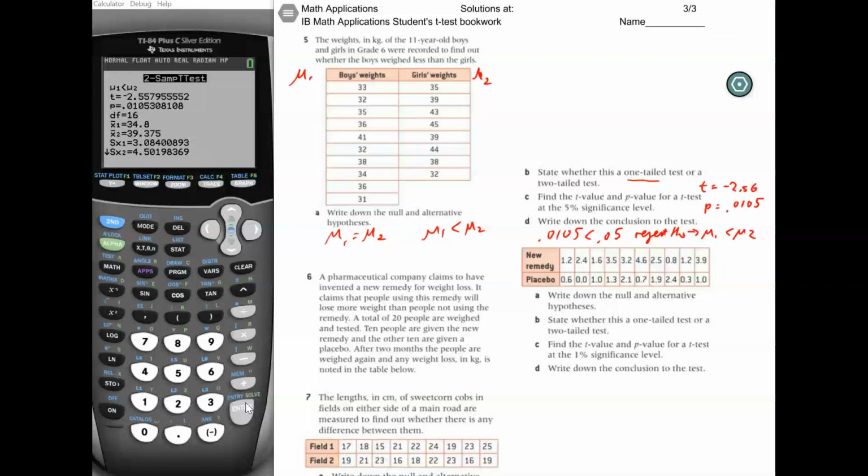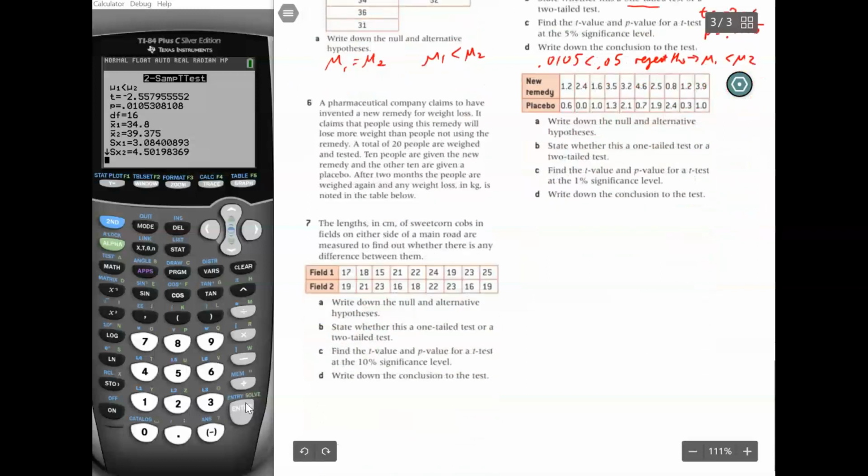Okay, let's go to number 6. A pharmaceutical company claims to have invented a new remedy for weight loss. It claims that people using this remedy will lose more weight than the people not using the remedy. A total of 20 people are weighed and tested. 10 people are given the new remedy and the other 10 are given the placebo. After 2 months, the people are weighed again, and any weight loss in kilograms is noted in the table below.